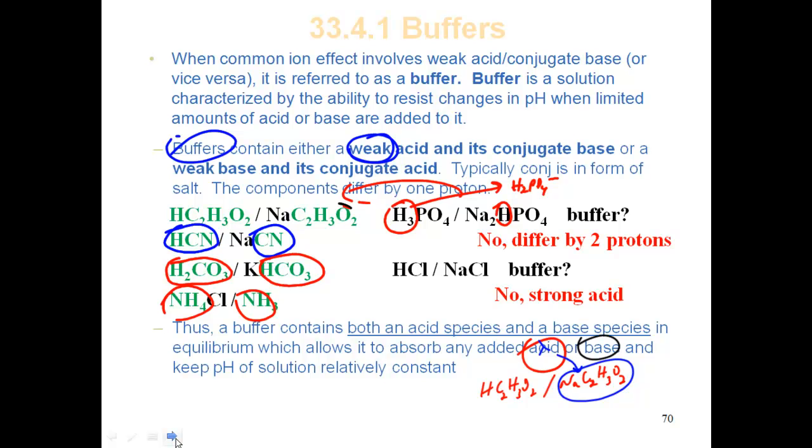If I add base to it, it's going to want to react with the acid component, and that acid component will consume all that base and keep the pH relatively the same. So we have both components there to absorb any additional acid or base that keeps the pH relatively the same. And when we say relatively the same, we're talking about changing 0.05, 0.1 units, very small increments. Contrary to if I had a pure acid or pure base, the pH will change dramatically. And I'll show you this in a calculation, how the pH doesn't change very much.